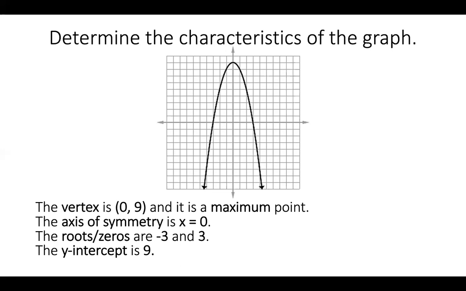The axis of symmetry is x equals 0, so draw a vertical line along x equals 0. That is the line of symmetry, a line that completely splits the graph in half, and each half mirrors the other. The roots, or zeros, are negative 3 and positive 3. That's where they intersect the x-axis, and then the y-intercept is 9. So those are some characteristics of a quadratic. On Khan Academy, one of your assignments will have you identify certain characteristics of a parabola. So hopefully this will help you do that.